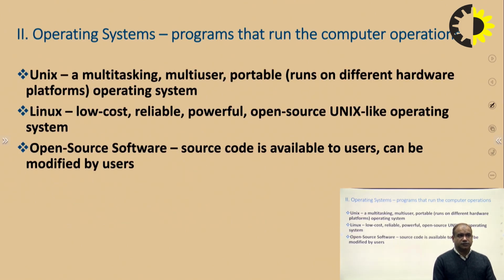Next, among operating systems, programs that run computer operations are Unix, a multitasking, multi-user, portable operating system that runs on different hardware. If I talk about Linux, it is a low cost or freely available package, system software that is reliable, powerful, open source, a Unix-like operating system, having a GUI interface as well as a CUI interface.